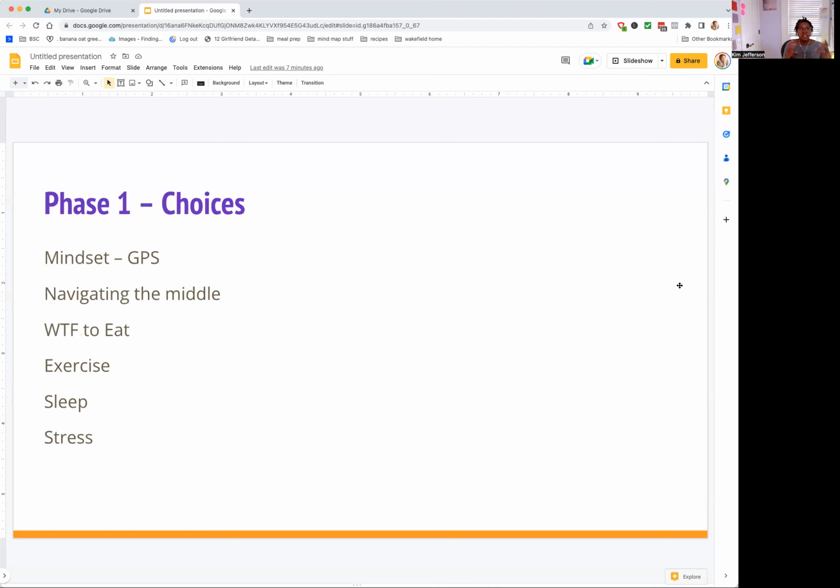So the first phase is choices. First we start with the mindset GPS, very similar to what we talked about on the masterclass, if you listened to it. I think about mindset as a GPS. We punch in the GPS, we're going to grandma's house, and we all know the route to grandma's house. We've gone there for 400 years. But some of us have what I call rigid mindsets, where we tell ourselves that this is the only way to go, I must go this way, and if I don't go this way, I'm not going to get there.